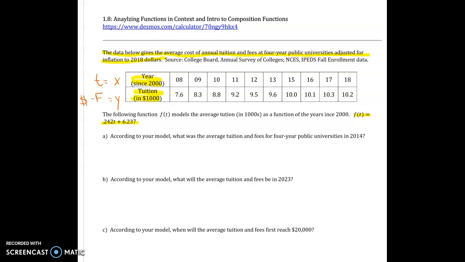All right, so we've got this function, f of t equals, then we got all these decimal numbers. So we're going to use this equation to answer the next couple of questions. So according to your model, what was the average tuition and fees for four-year public universities in 2014? So they give us a time, and remember, time is since 2000. And so if it's 2014 that we're looking at, our time is going to be 14.